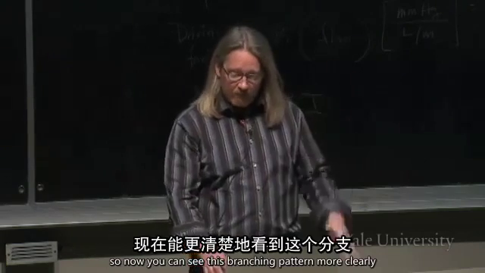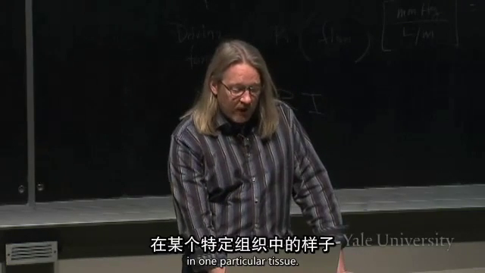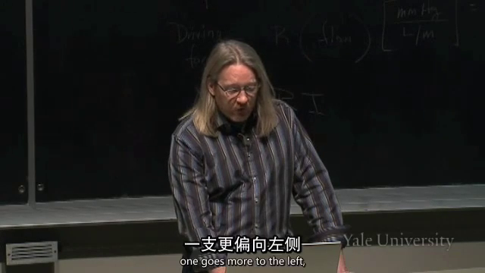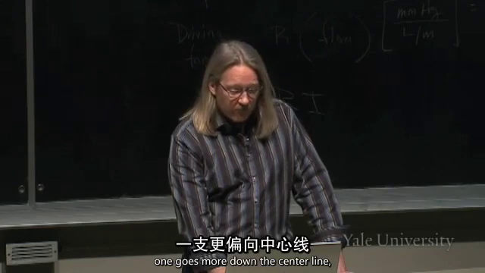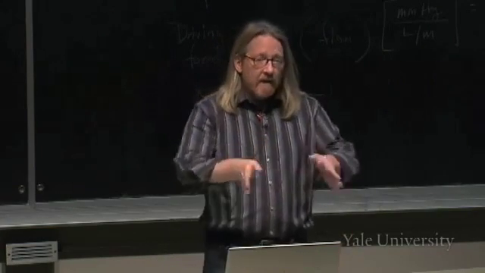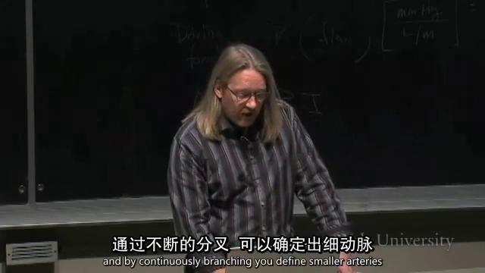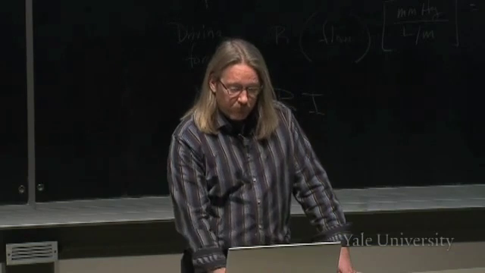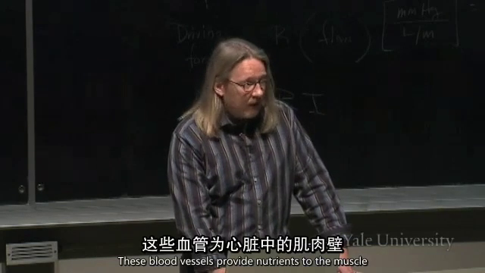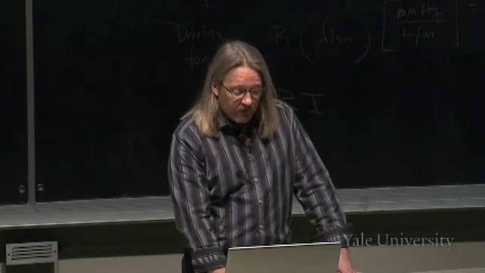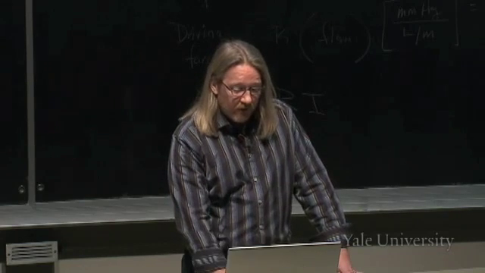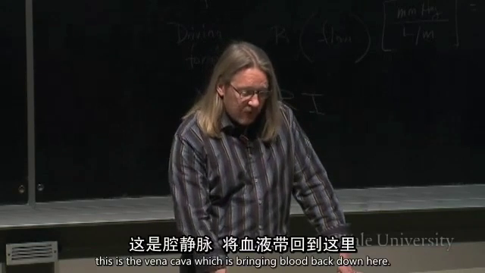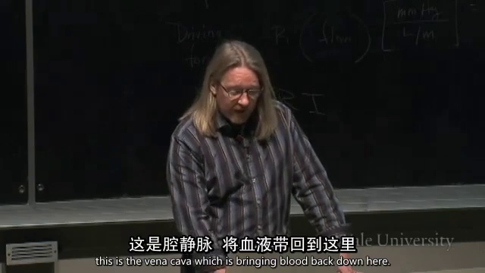So now you can see this branching pattern more clearly in one particular tissue. Here's a coronary artery that blood flows through. Here's a branch. One goes more to the left. One goes more down the center line. Branches again, and by continuously branching, you define smaller arteries which serve smaller regions of tissue. These blood vessels provide nutrients to the muscle in the muscular walls of the heart. That there are inflows and outflows. You know this is the aorta up here. This is the vena cava, which is bringing blood back down here.